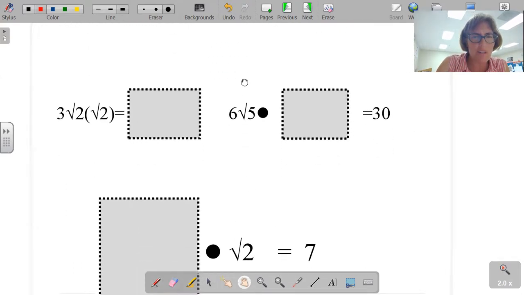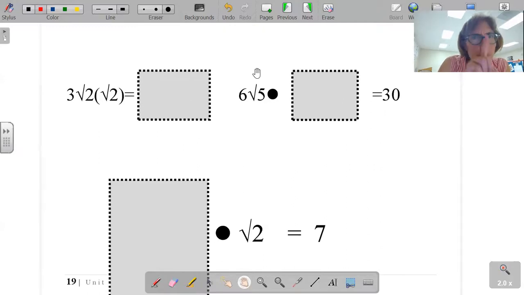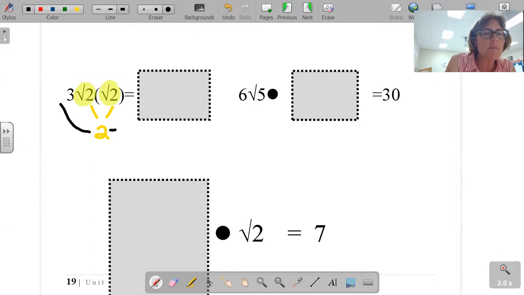You can do this. Oh, golly gee willikers, I added complexity. Now I have 3 root 2 times root 2. Watch carefully. Any radical times itself is just the number on the inside. So that root 2 and root 2 simply becomes 2. And you do this. 3 times 2 is, ta-da, 6.